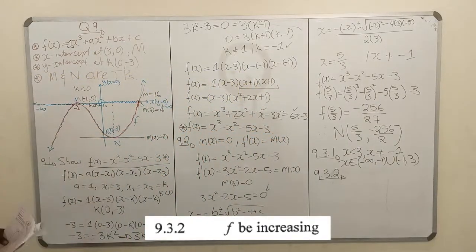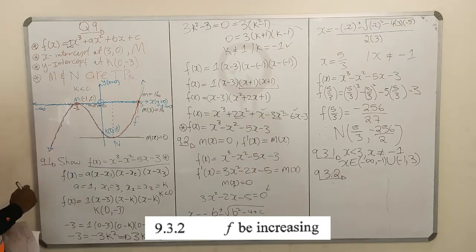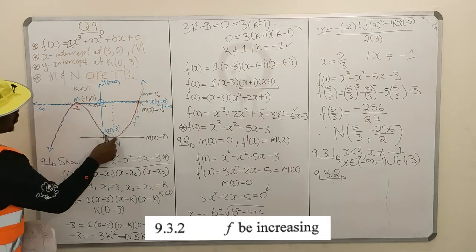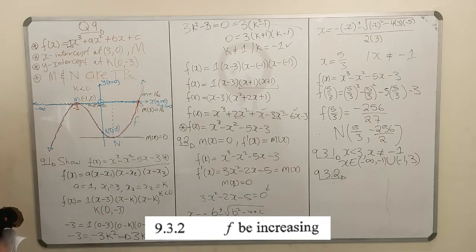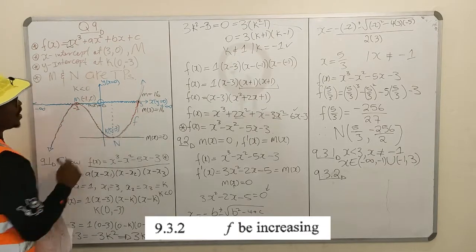So what does it mean for a function to be increasing? It's going up, which means its gradient is positive. It should have a positive gradient. That's what they're saying. You can see it's increasing here. It's increasing there as well.